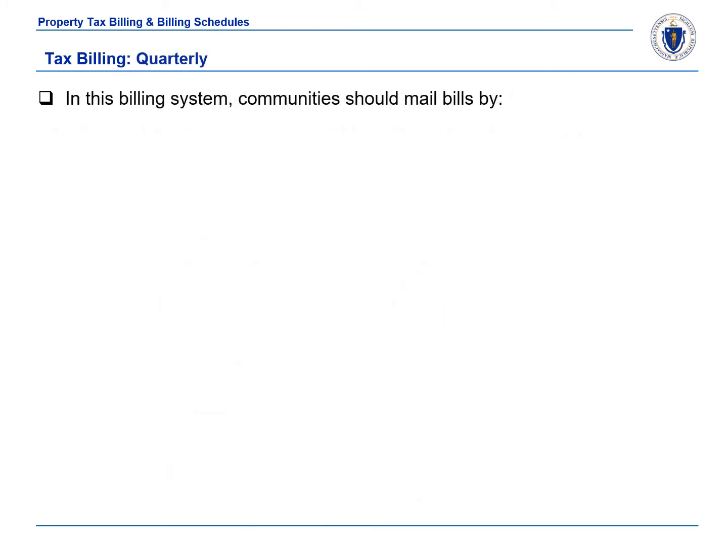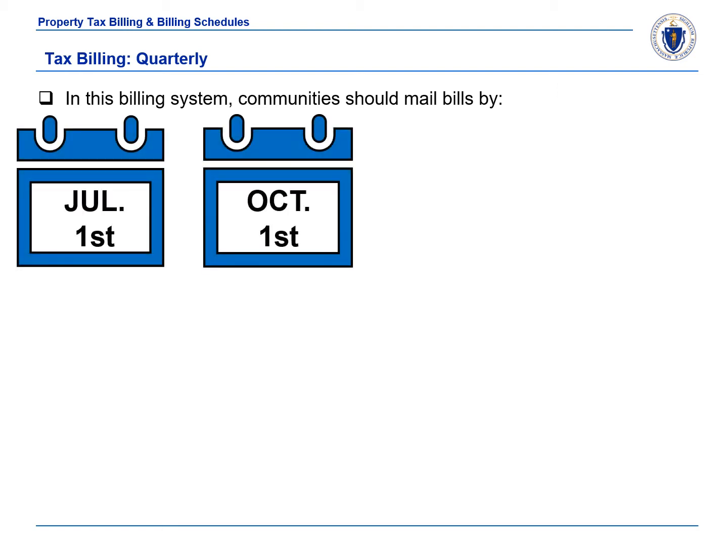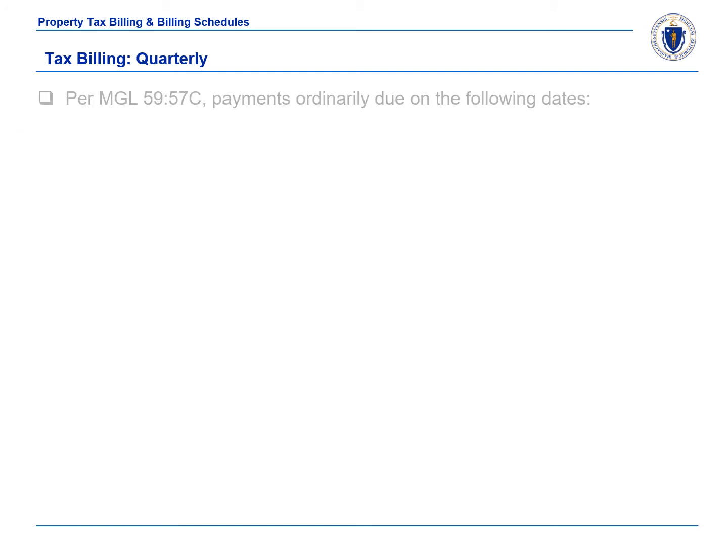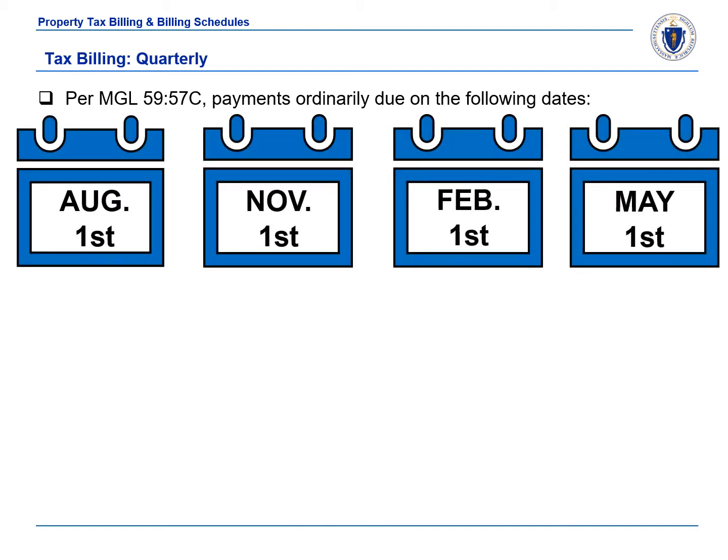In a quarterly billing system, assessors should typically prepare the commitment in time for bills to be sent out by July 1st, October 1st, December 31st, and April 1st. If a community adopts this system, property tax payments will ordinarily be due on the first day of the following months: August, November, February, and May. Again, this means assessors should make a preliminary tax commitment each year in sufficient time for the collector to mail preliminary tax bills by July 1st.